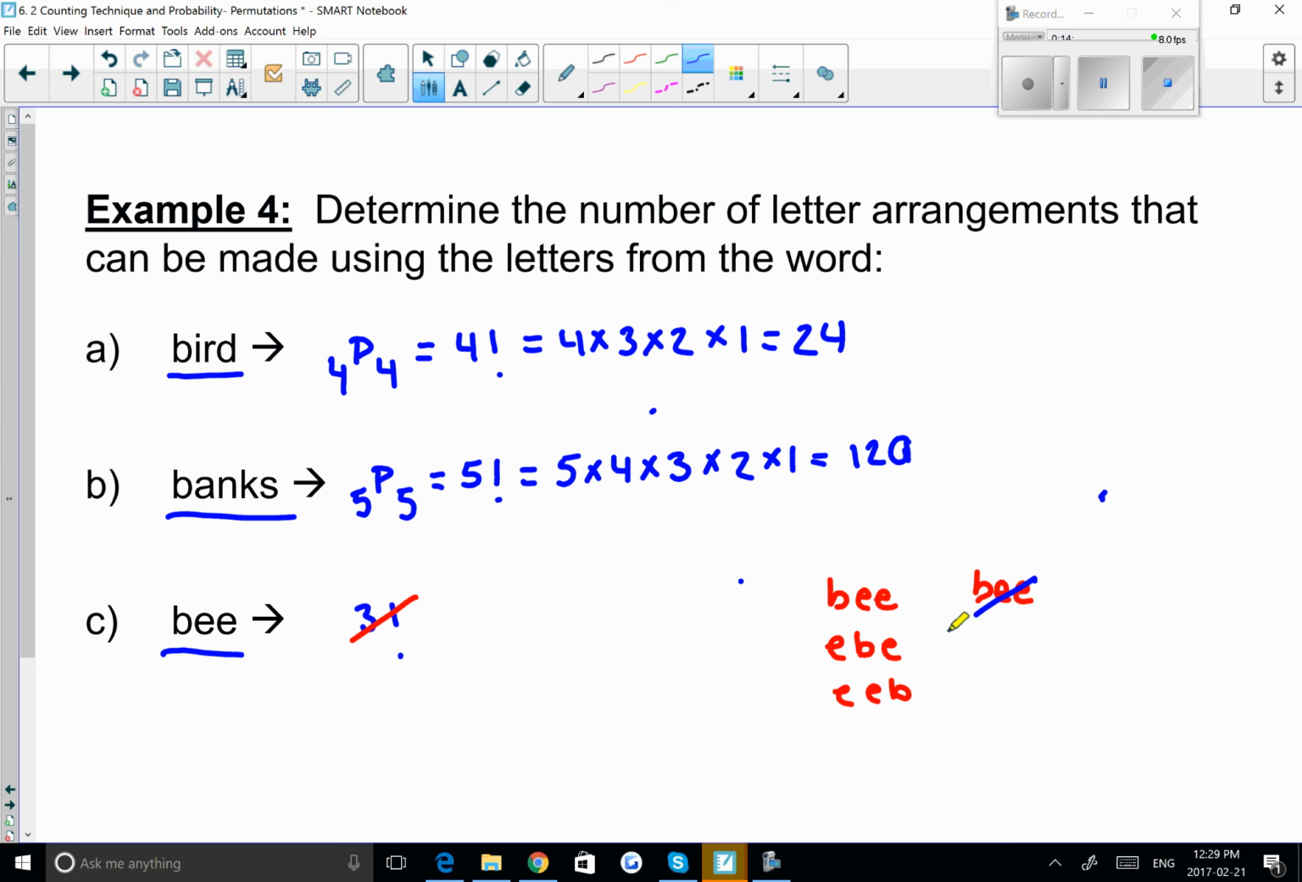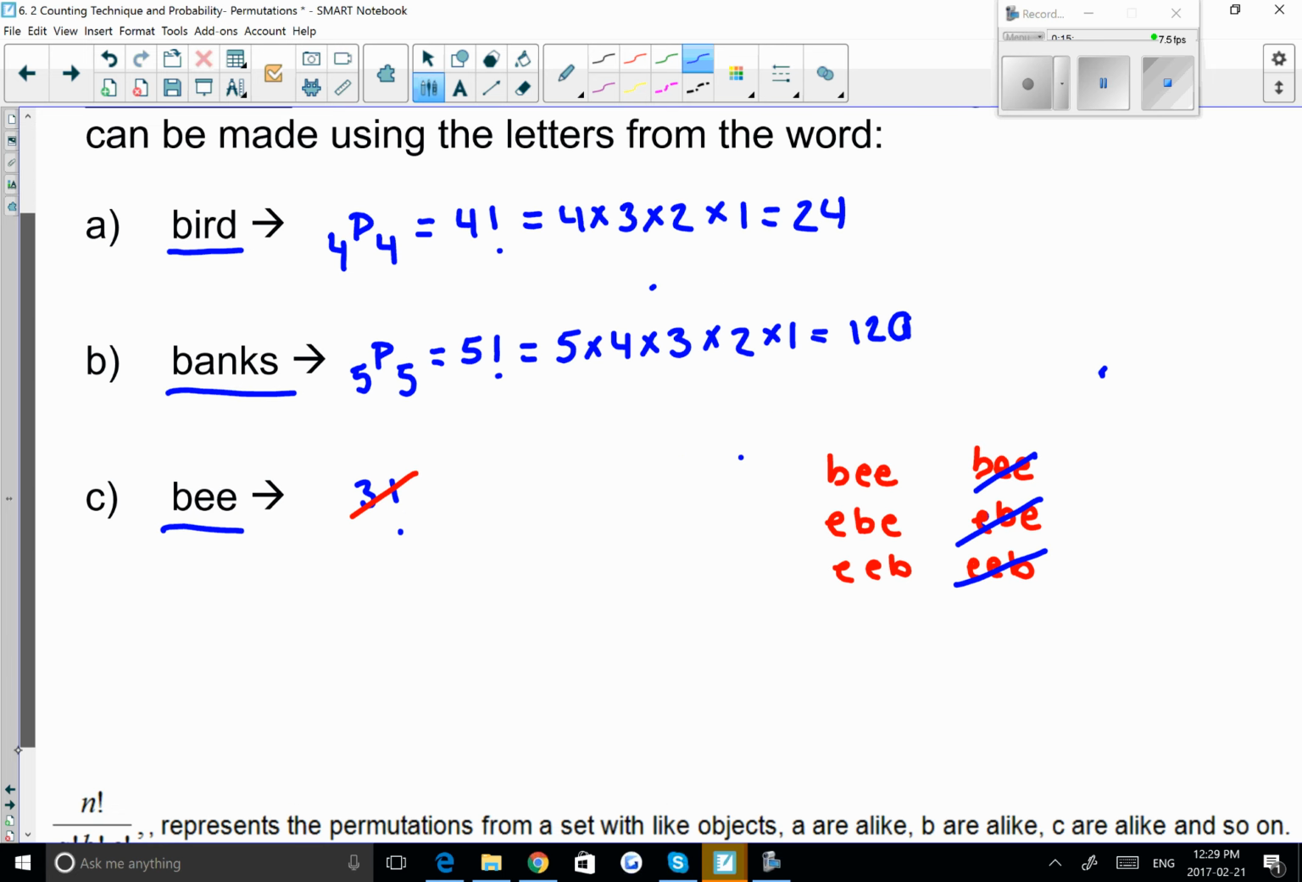No. If I flip the E and the B, is that any different? No. And if I flip those E's, they're no different. So really I only have 3 different selections, whereas if I did 3 factorial, it would equal 6. So how do we get that? It's from a formula, which is on your sheet.